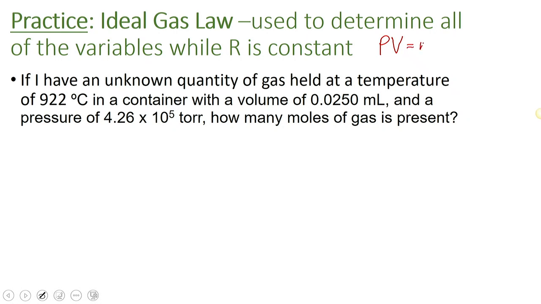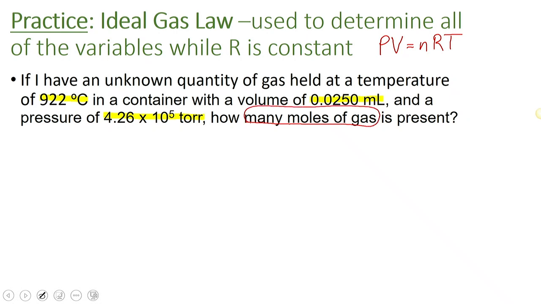PV equals nRT. Okay? All right. So if I have an unknown quantity of gas held at a temperature of 922 degrees Celsius in a container with a volume of 0.0250 milliliters and a pressure of 4.26 times 10 to the 5 torr, how many moles of gas is present? So we want to know how many moles of gas is present.